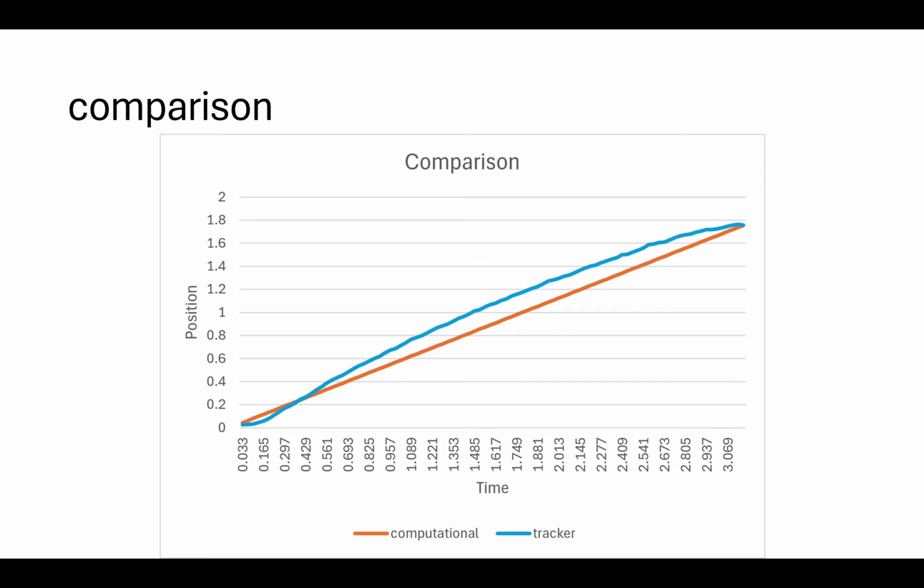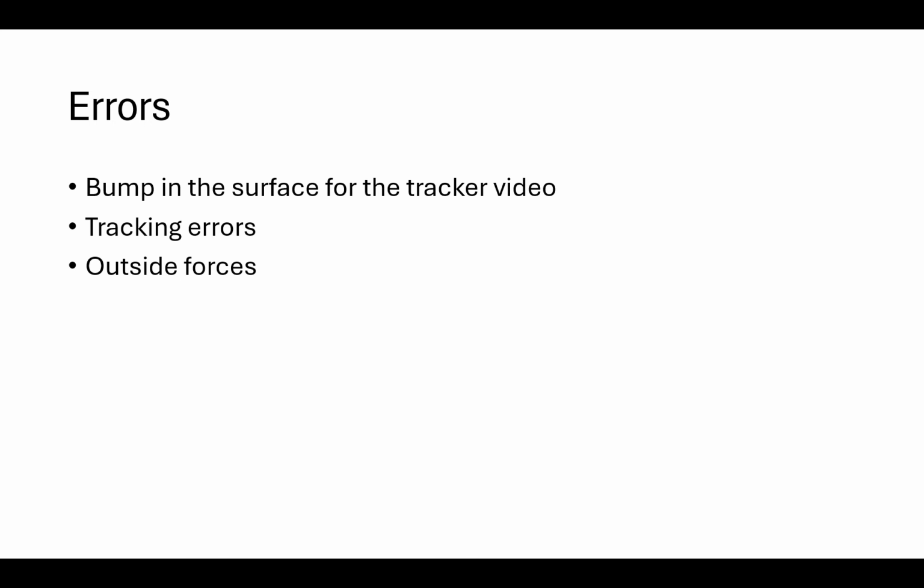Some comparison. Our blue line is the tracker, and our orange line is the GlowScript, or our computational model. And although you can tell they're somewhat similar, they're not the same, and that could be for a number of reasons. There was a bump in the surface in my tracker video, which could have affected the velocity. Furthermore, the tracking application may have had some errors. Also, there was no accounting for outside forces in the GlowScript model, like friction, so that may have affected the velocity.